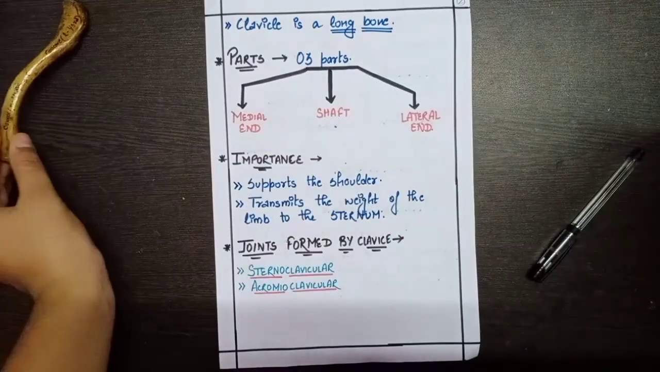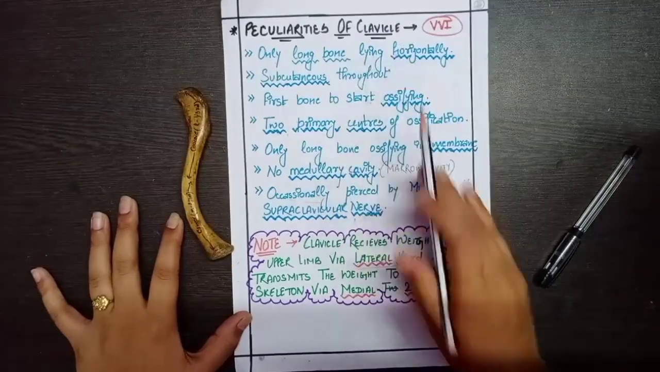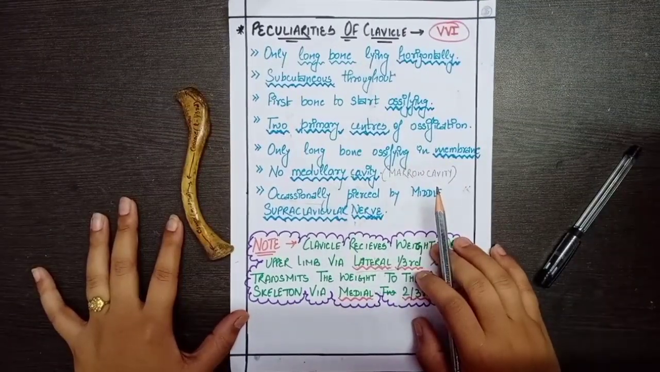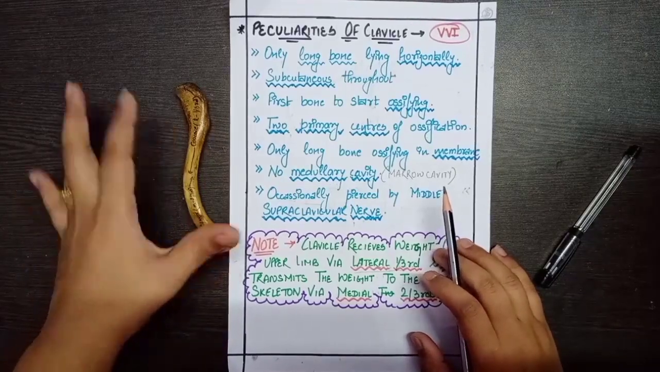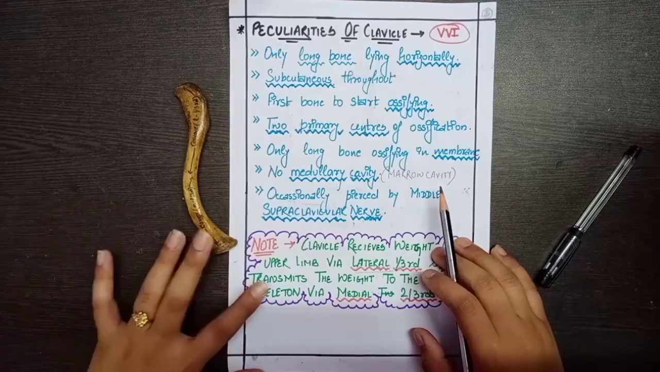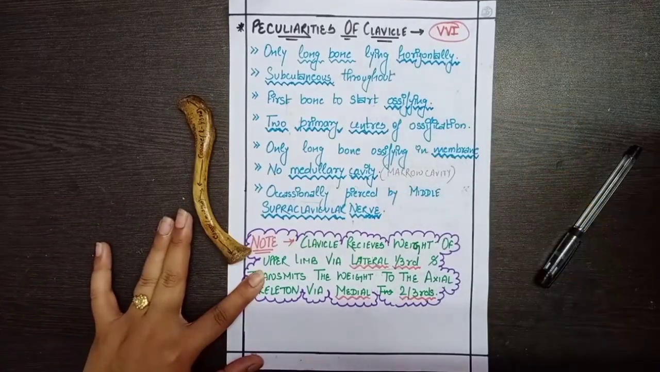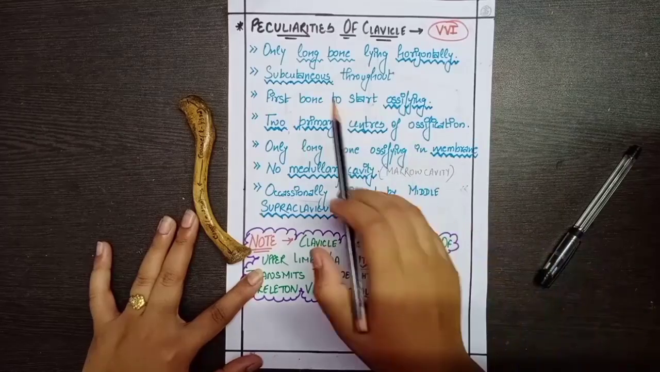This is one of the very important topics, because mostly in the viva, the external or internal examiner will ask you, if you have the clavicle for your practical, okay, tell me two peculiarities of the clavicle. So let's go through it. They are 7 in total. You can remember 2 or 3 and easily tell them when you go for your viva.